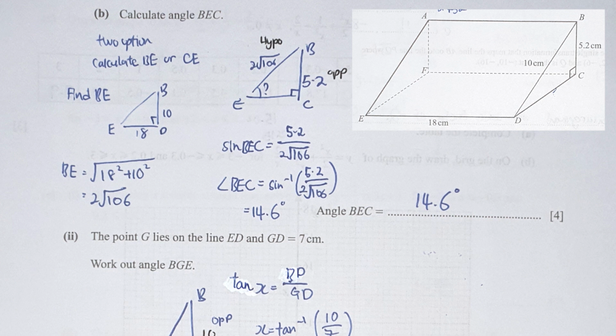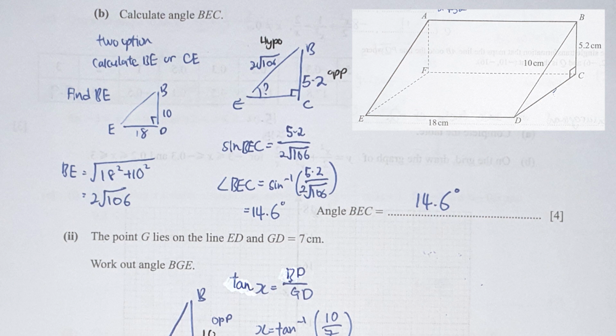As for part B, to calculate angle BEC, you have two options here. Either you calculate BE or CE. In my case, I selected the route of calculating BE. So to find that, we are looking at the slant side of this triangular shape, which has a BD of 10 cm and ED of 18. So BE is actually their diagonal.